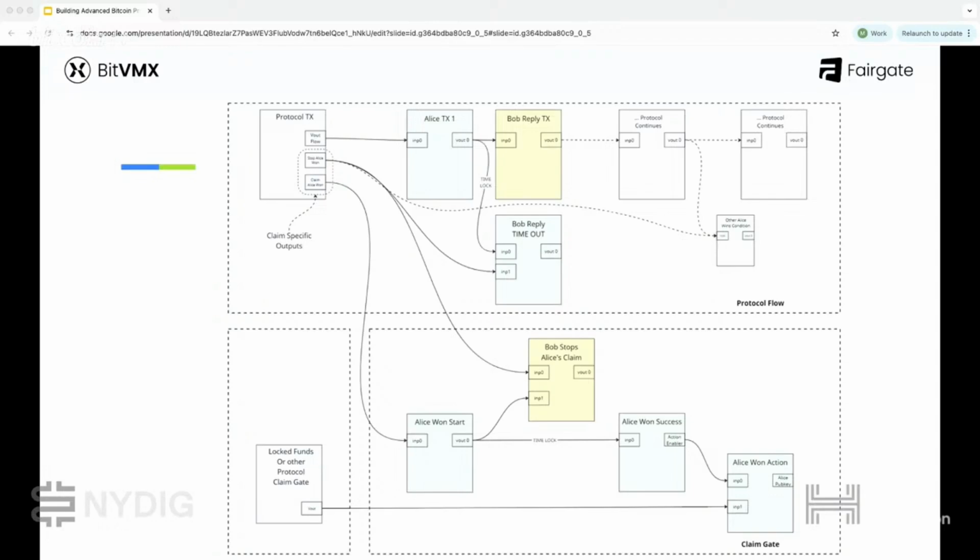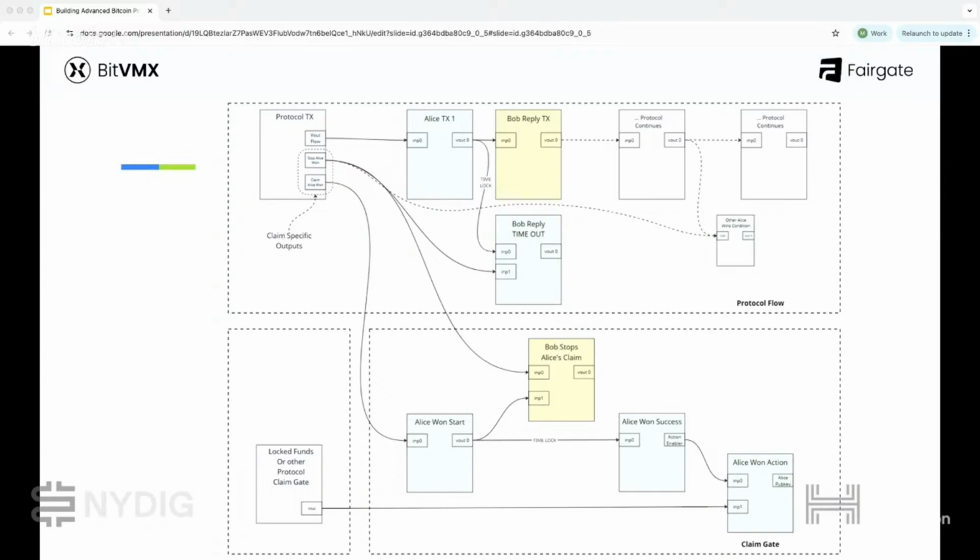So for that, in the bottom here we have the claim gate. The idea is at any time Alice could make a claim. The claim in this case is "I won," right? And if you see, there is a yellow box from Bob that says "Bob stops Alice." So the idea is, if Alice actually didn't win, there is a pre-signed transaction that would allow Bob to penalize Alice immediately, right? That's the idea.